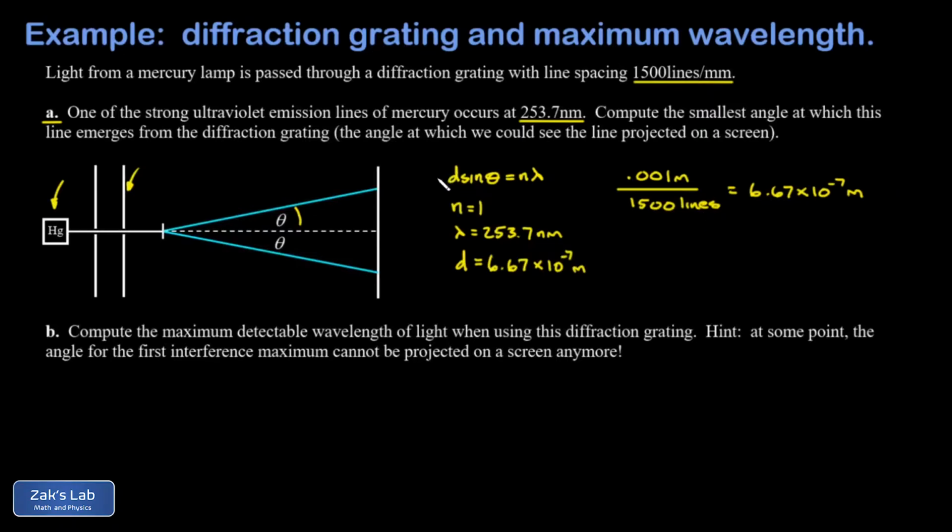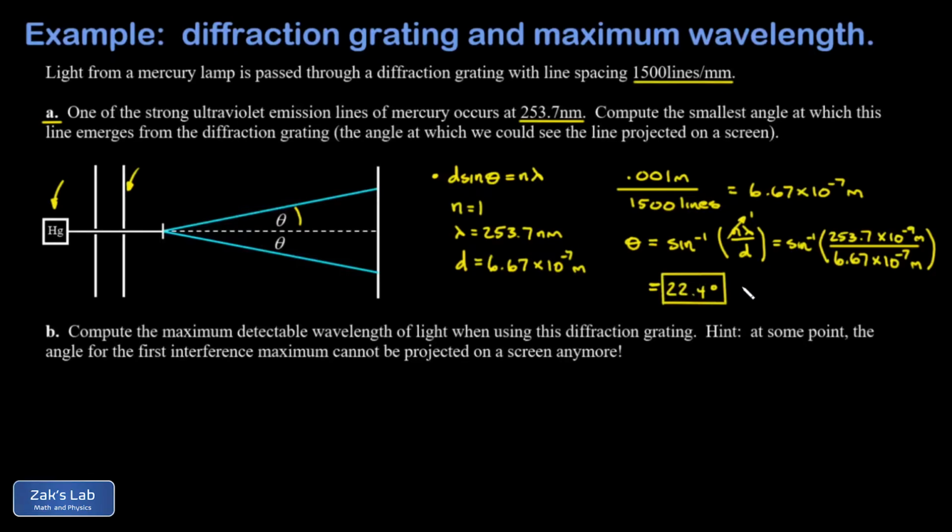Now we're ready to solve our diffraction grating formula for the angle theta. So we divide both sides by d, that gives us n lambda over d, and then we invert the sine function to solve for theta. Again, we're plugging in n equals 1 for the first order maximum, in other words, the smallest angle where constructive interference is going to occur. We plug in lambda, that's 253.7 nanometers, that's 10 to the negative 9 meters. We plug in the slit spacing d, and when we run the numbers on this, we get 22.4 degrees.